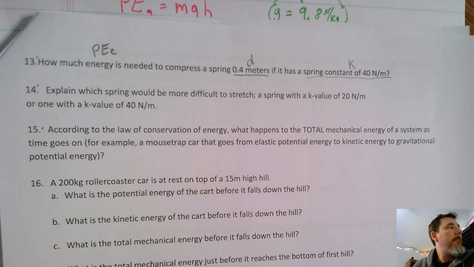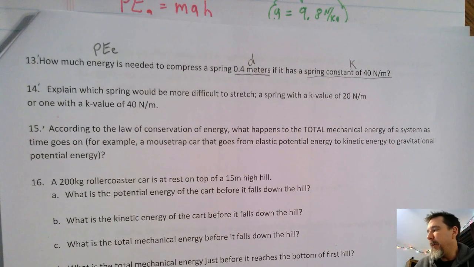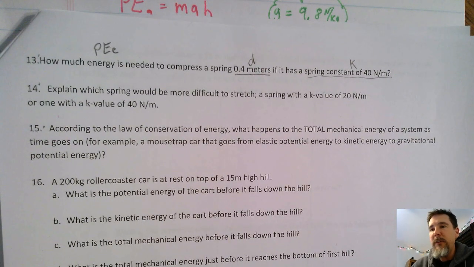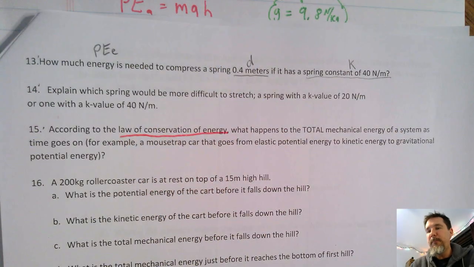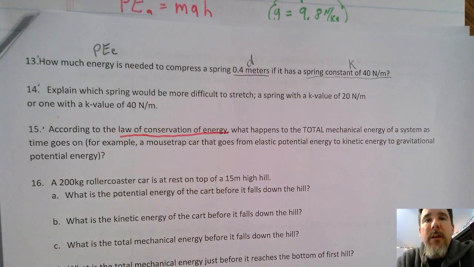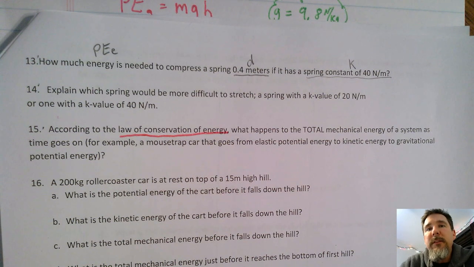Number 15. This is kind of a big one. In fact, I'm going to underline this in red. Law of conservation of energy. The law of conservation of energy tells us that energy cannot be created or destroyed. It can only change form, not shape. So it can change from kinetic energy into one of the potential energies. It could change from potential energy into kinetic energy.